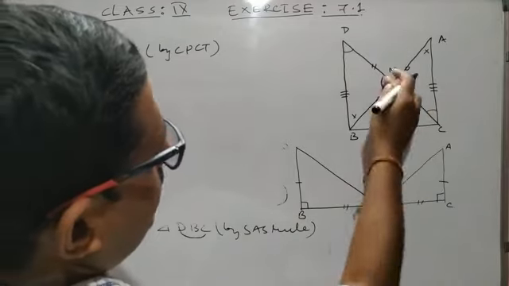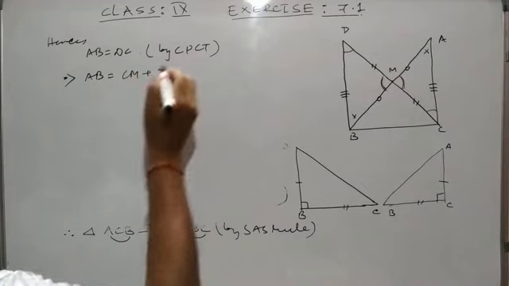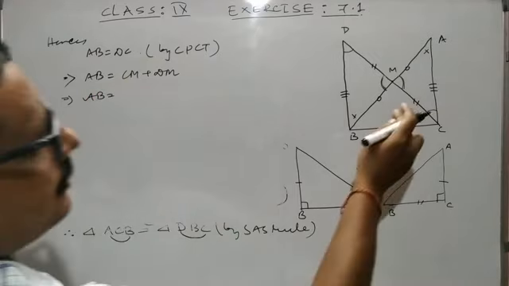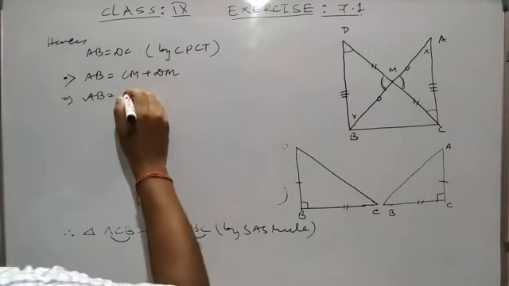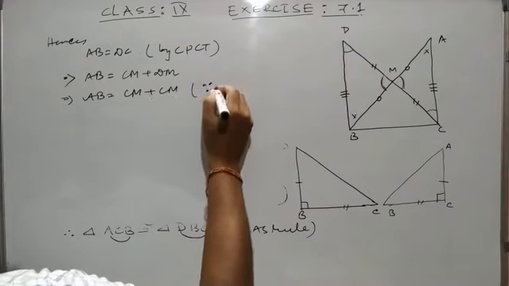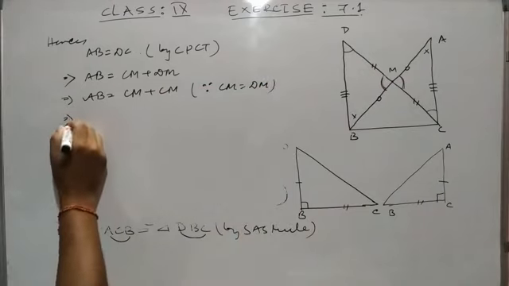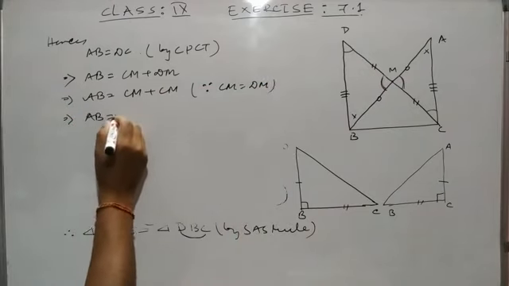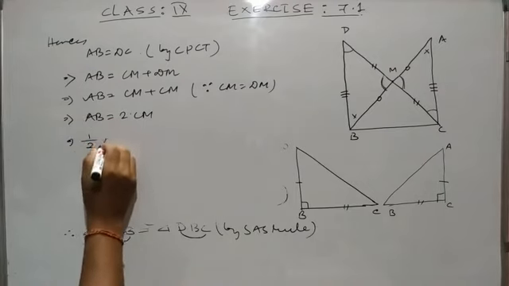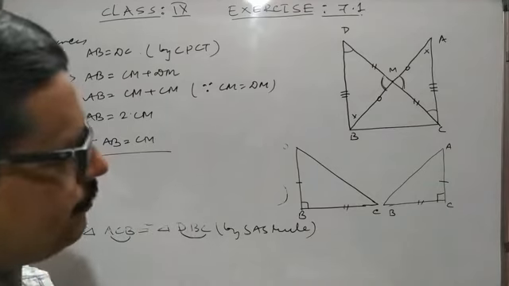Now DC I can write as CM plus DM. This implies that AB equal to CM plus DM, and CM and DM both are equal. So you can write CM plus CM since CM equal to DM. This implies that AB equal to 2 CM. This implies that half AB equal to CM. Hence proved.